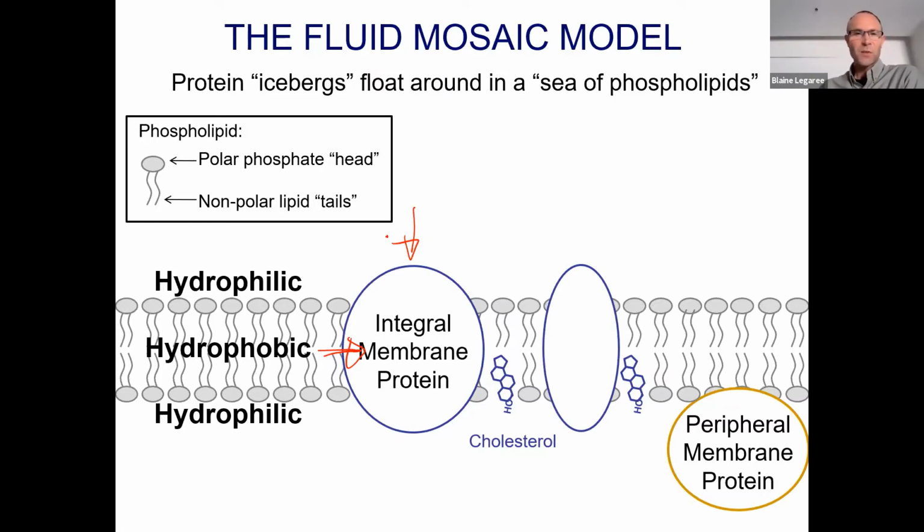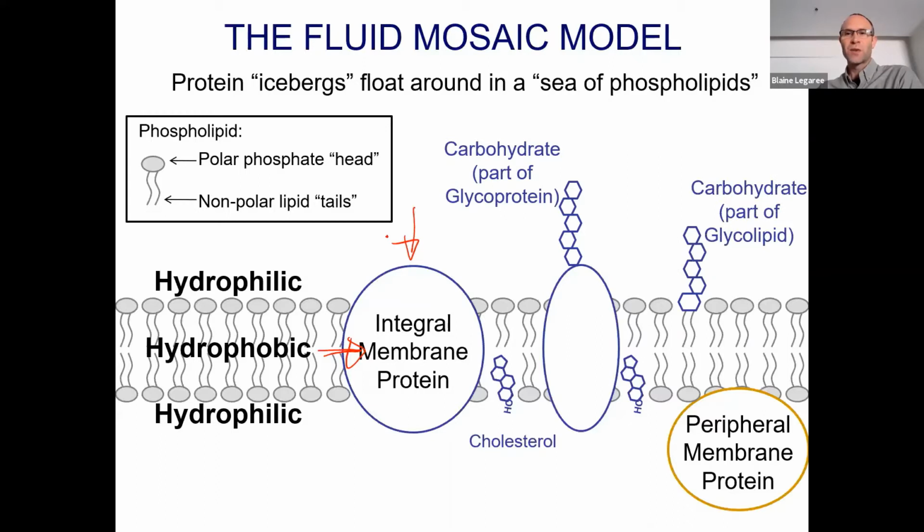You can see I've added some cholesterol. That's not necessary for the fluid mosaic model, but it is just there for completeness. I've thrown in a couple other things there. You can see I've got some glycoproteins and some glycolipids, and that's the model of the membrane. It is a little bit more complicated than that, but this is the basis and really what we're covering in Biology 107. We do need to move on, and I want to talk about membrane transport.